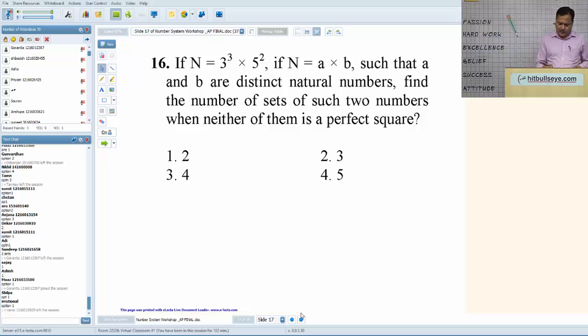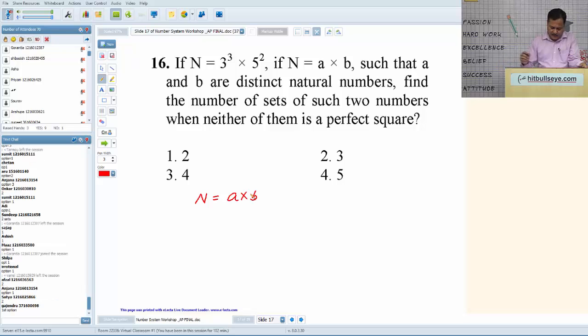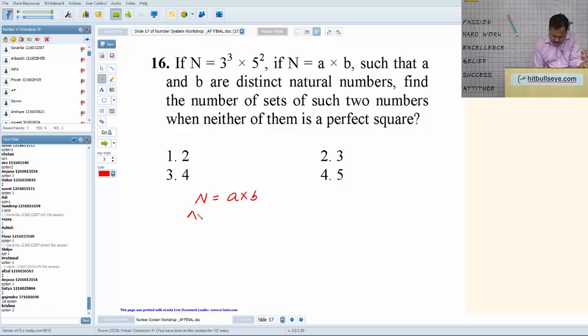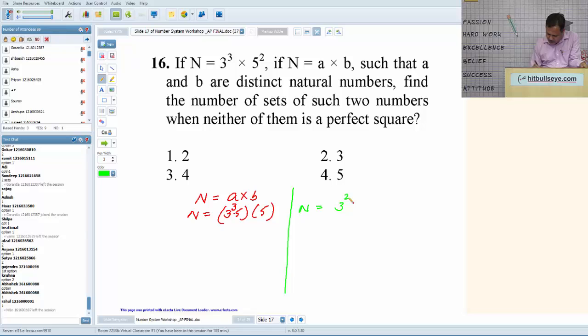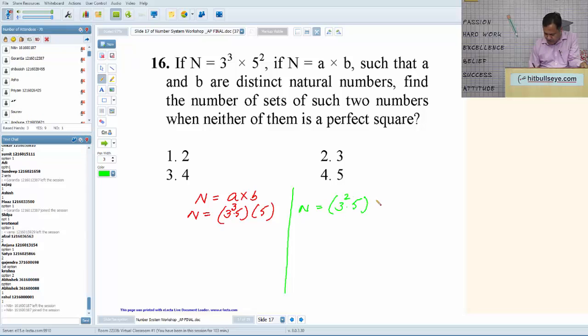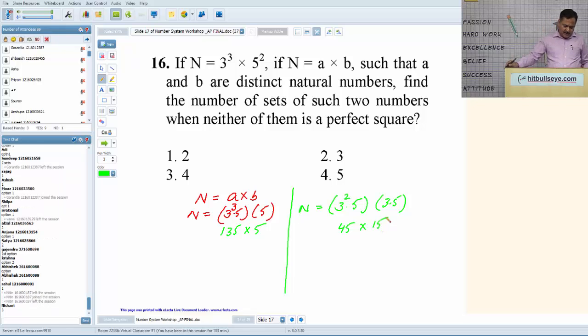Now n is equal to a into b, where a and b should not be perfect square. So in this case, n can be written as 3 cube into 5 into 5 first number, or n can be written as 3 square into 5 into 3 into 5. That means one number is 3 cube 27, 135 into 5. Second way is this is 45 into 15. So only two possibilities are there.